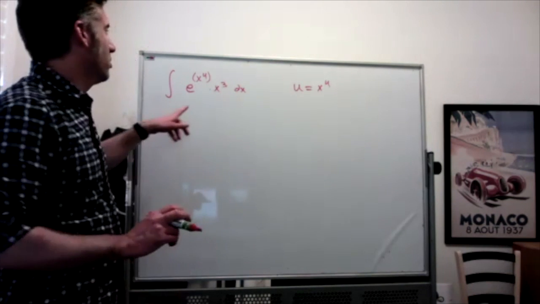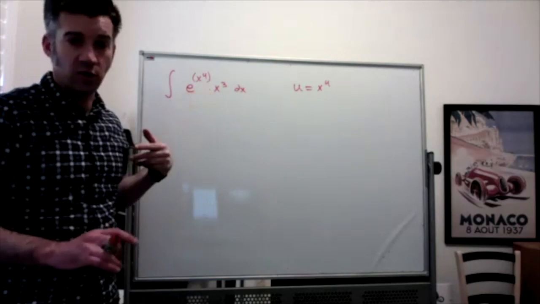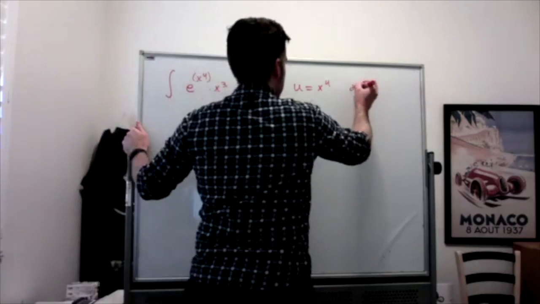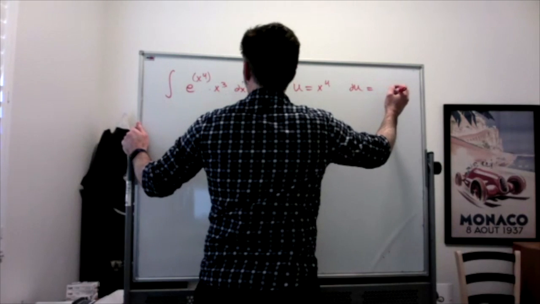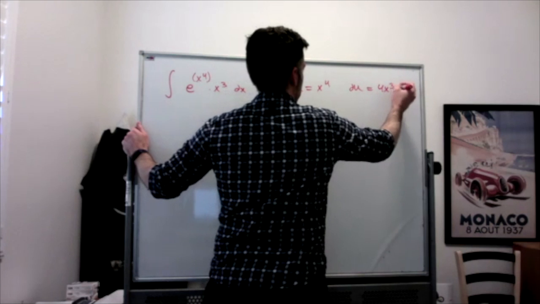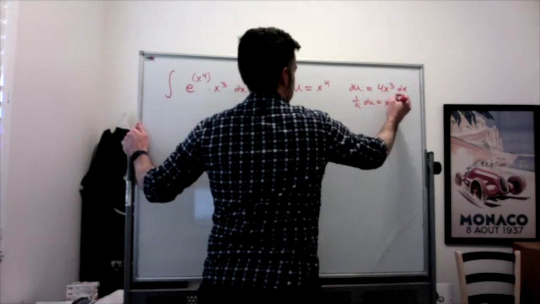And its derivative is also showing up, right? We've got du equal to 4x cubed dx. So 1/4 du equals x cubed dx.